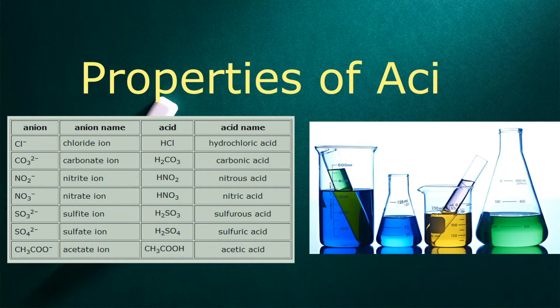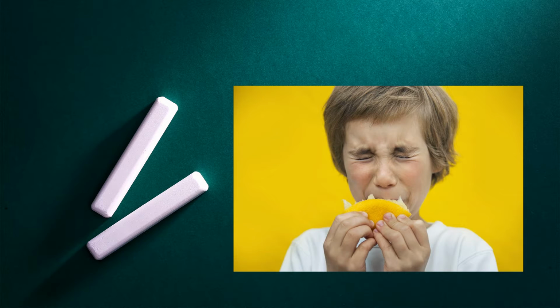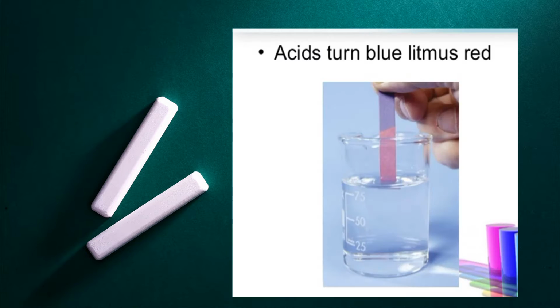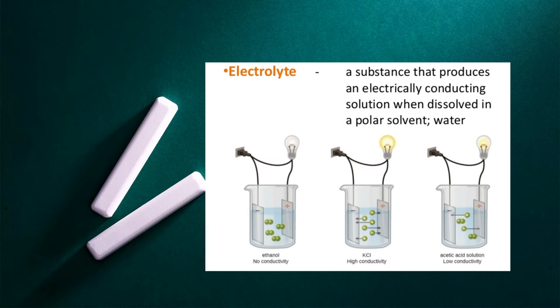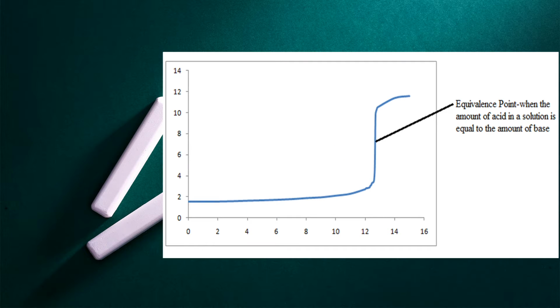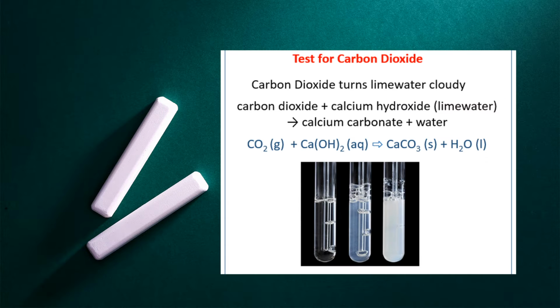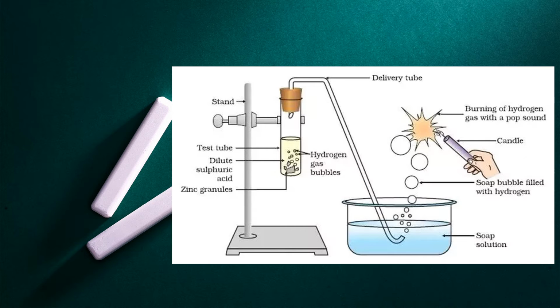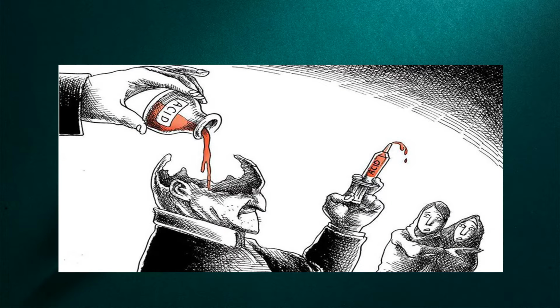Properties of acids. Produce hydrogen ions, H+, in H2O. Sour taste. Turn blue litmus red. Act as electrolytes in solution. Neutralize solutions carrying hydroxide ions. React with several metals releasing hydrogen gas. React with carbonates releasing CO2. Destroy body tissues.